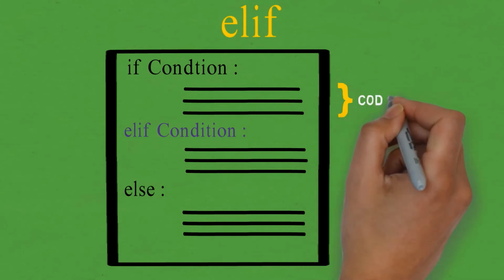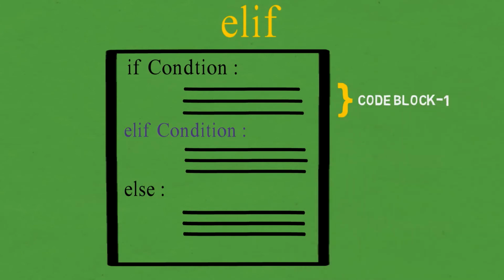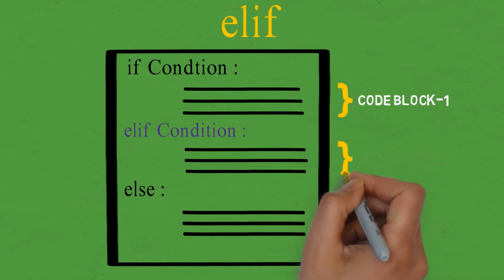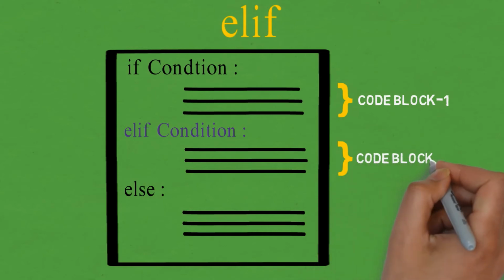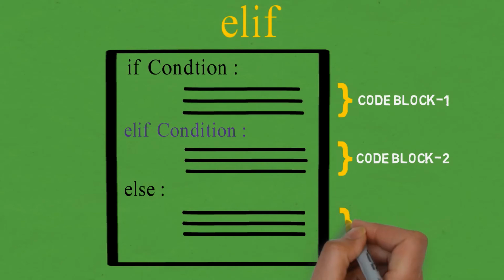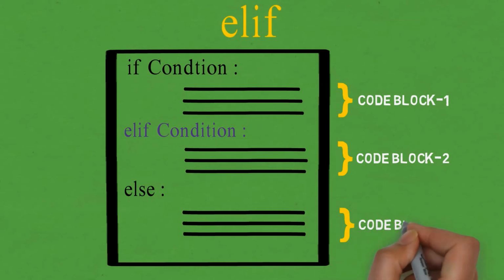The block of code that comes under the if is a separate block, code block 1. The second block of code that comes under the elif condition will be a separate block of code. That too is indented. And the third block of code that comes under else is again a separate block of code, which is executed only when none of the above conditions are true. So remember, only and only when.